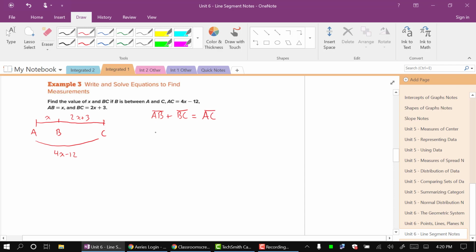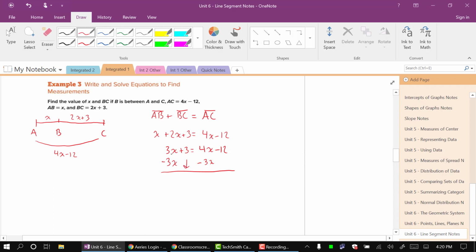Plug in what we have. AB is x, BC is 2x plus 3, and AC is 4x minus 12. This is like solving an equation like we've done before. Collect our like terms: x and 2x gives me 3x plus 3 equals 4x minus 12. Get x on one side. I want to figure out which is smaller, 3x or 4x. 3x is smaller, so I'm going to subtract 3x from both sides. Minus 3x.